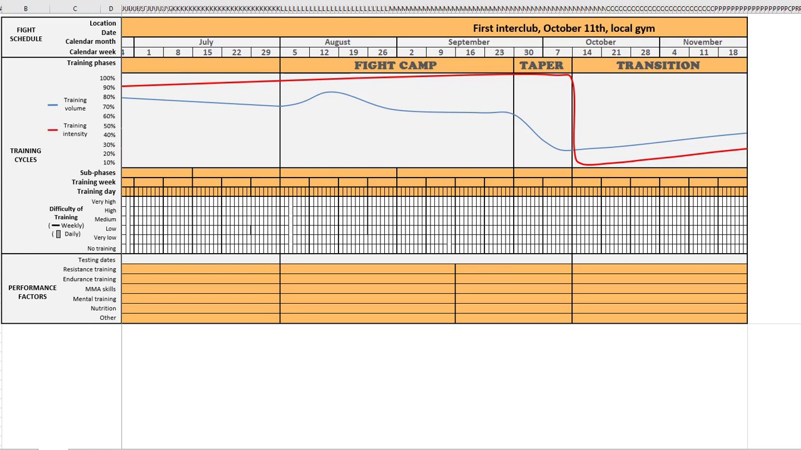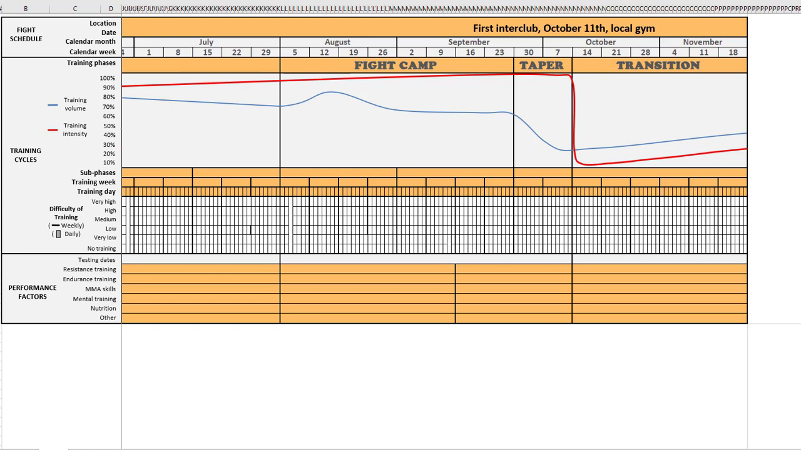Okay, for your transition, training volume ultimately gradually increases to around 40% by its end, while training intensity should be somewhere around 10% and gradually increase to around 30% by the end of the transition. This roughly equates to where you start at the fight plan, if you recall, and this is appropriate and it represents your transition into your next fight plan.